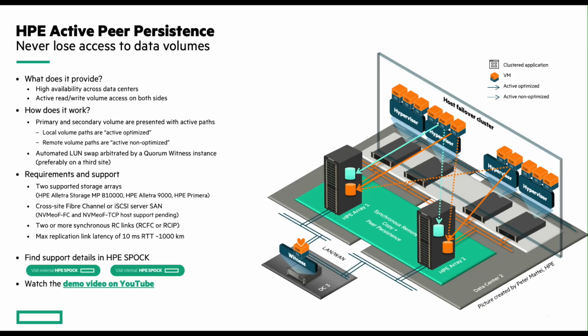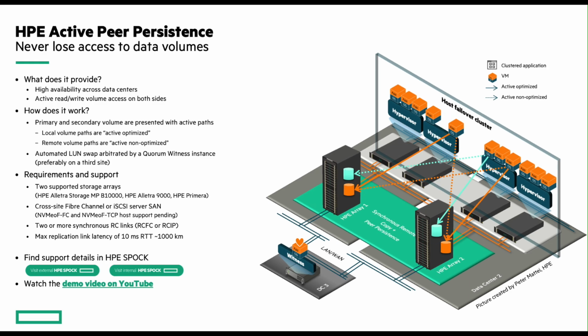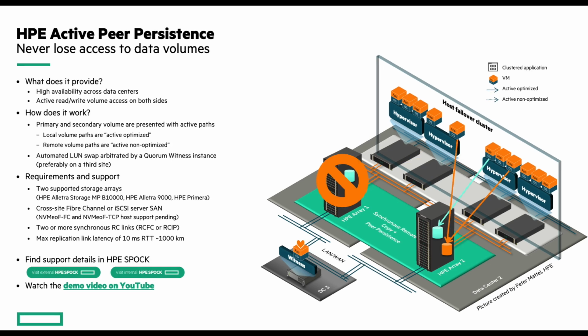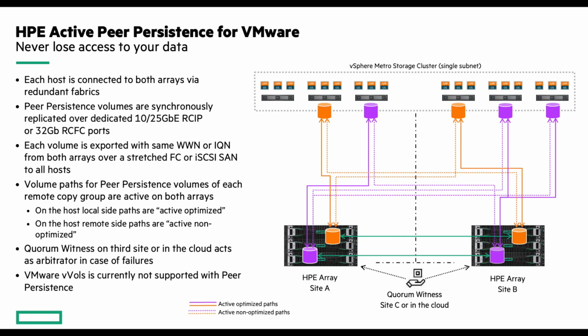Now, the real standout one here is something called peer persistence. And peer persistence allows you to create a fully active setup across 2 locations. This allows seamless failover between sites without downtime or any intervention. This is especially useful in VMware environments where virtual machines continue running transparently during a site failure. Whether you're running a clustered app or a single server workload, peer persistence keeps everything operational.